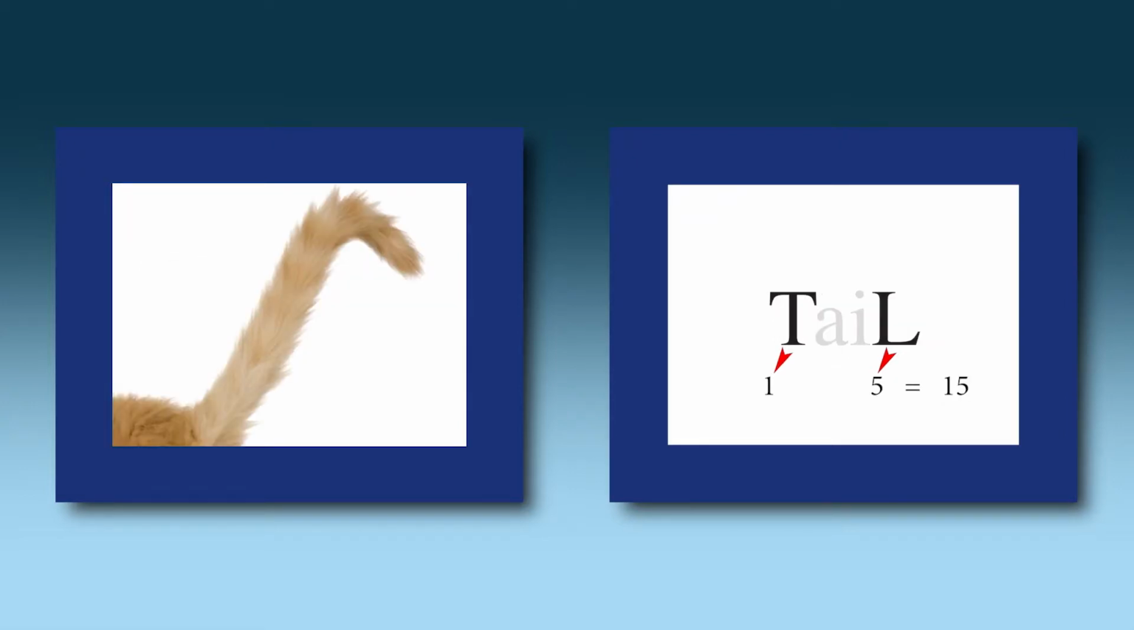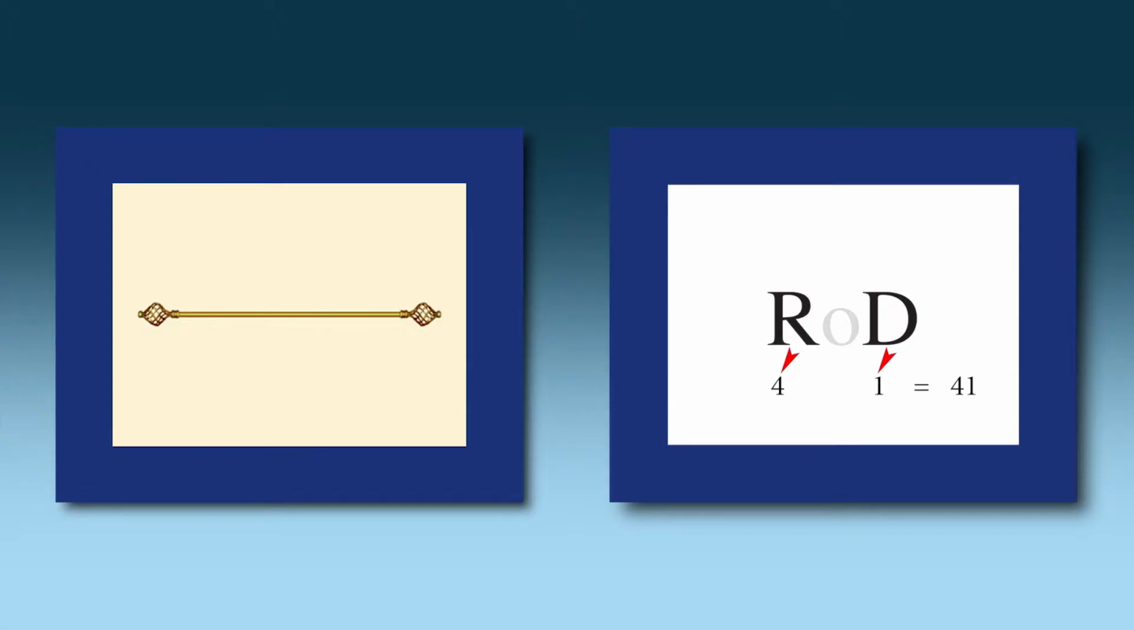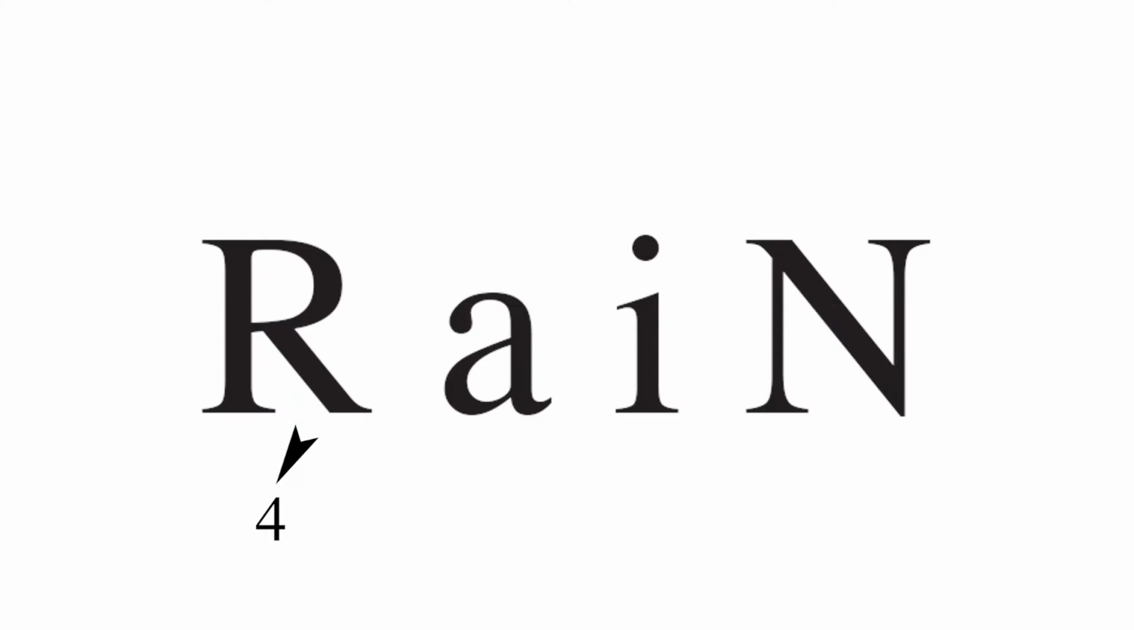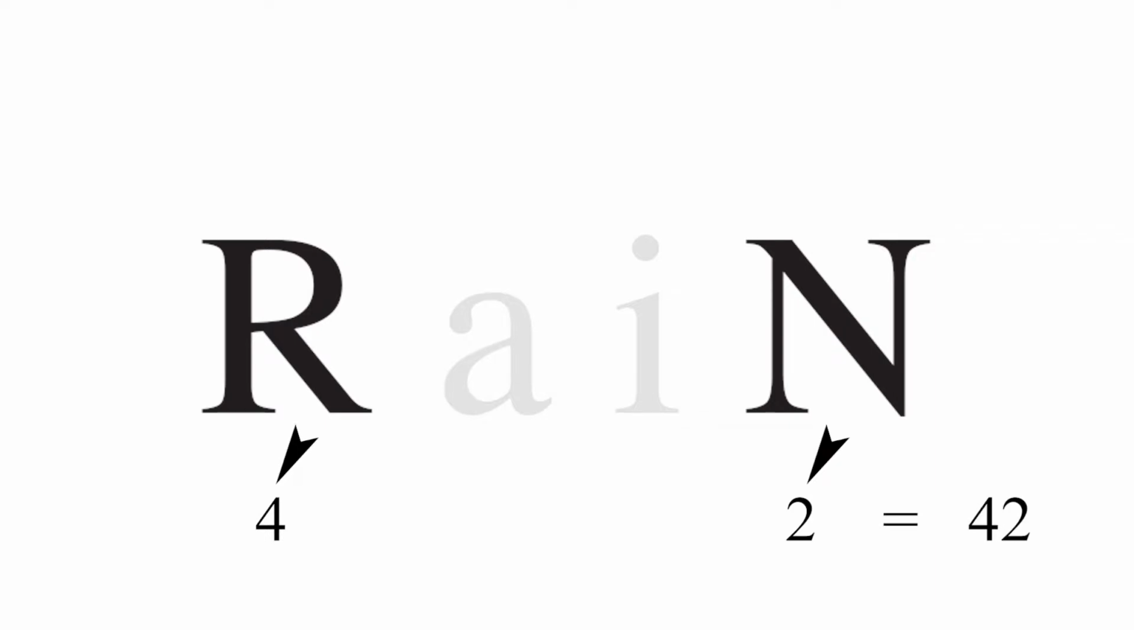Tail for 15. Now that you know that tire is 14, R is 4, T is 1, you could do it in reverse. Rod would be 41. Rain, what number would that be? R is 4, very good. A and I don't count because they're vowels. N, 2. Oh, so rain is 42, very good. Now you're understanding how the system works.